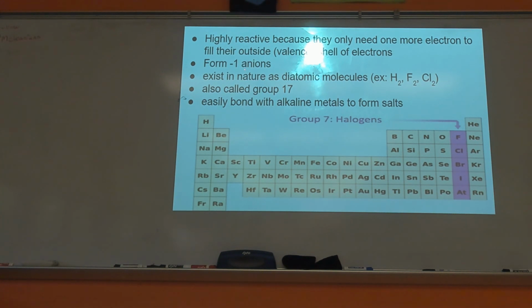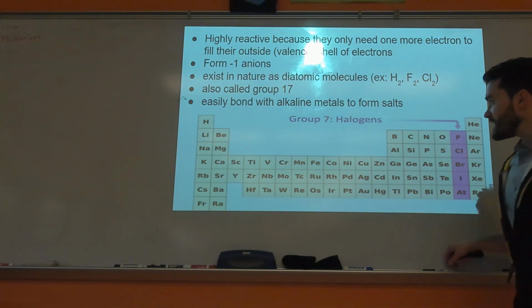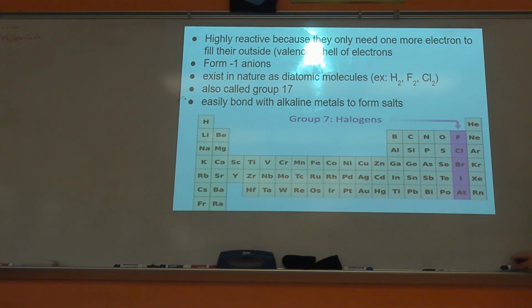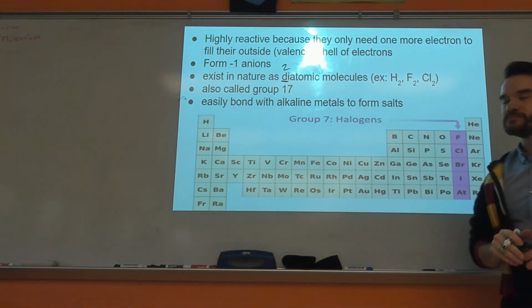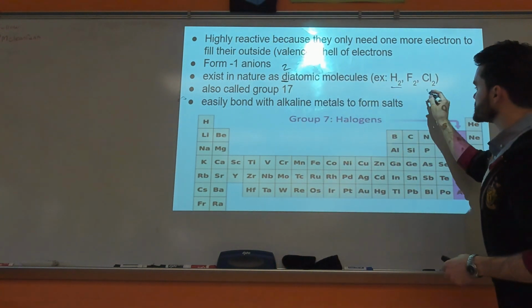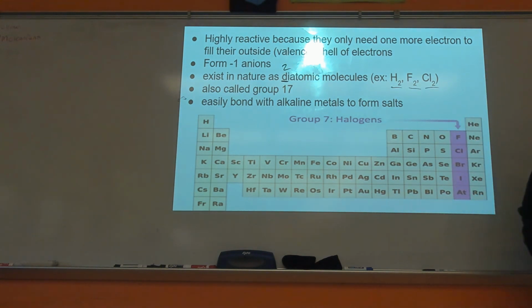So they form -1 anions. You want to make sure you know that. And I actually got a sticky note of it up there. And they exist in nature as something called diatomic. So di means 2. So anytime you see these in nature, they're always paired up. So fluorine, you don't just see fluorine by itself, because it's really reactive, it's going to pair up with another fluorine atom, and it's going to be F2.